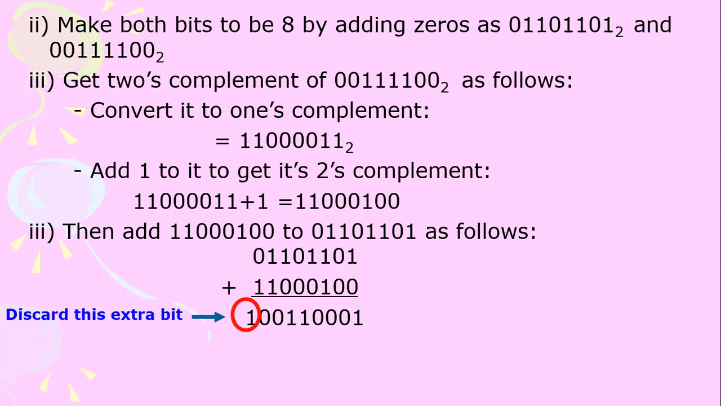So we discard this extra bit because already we have a series of 8 bits. In this case, we have gotten 100110001, which is 9 bits. So we discard the extra bit, the 9th bit, this bit, 1. And therefore our answer becomes 00110001 in binary.